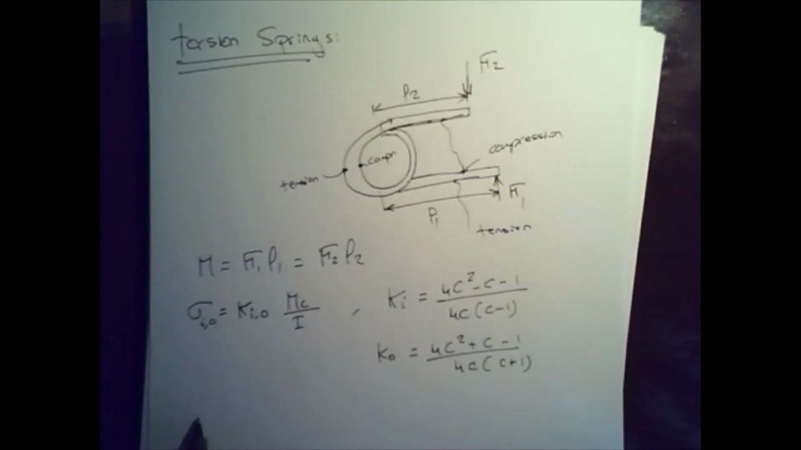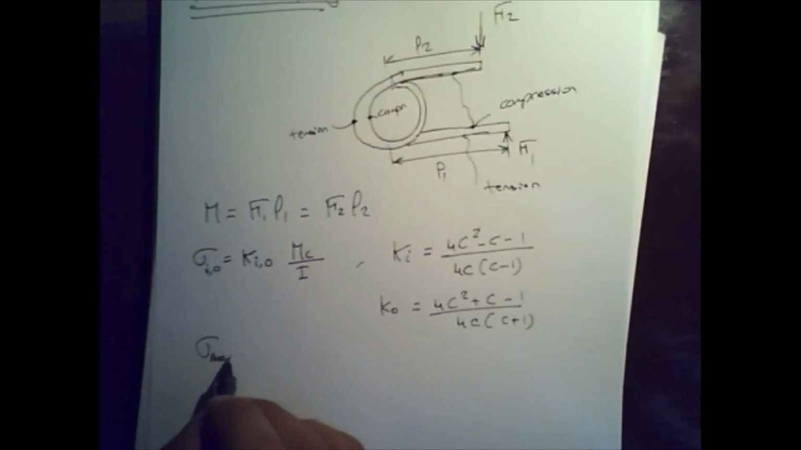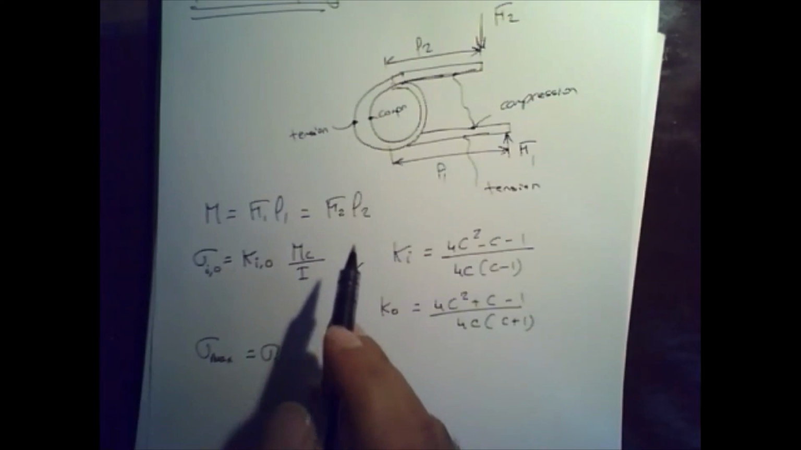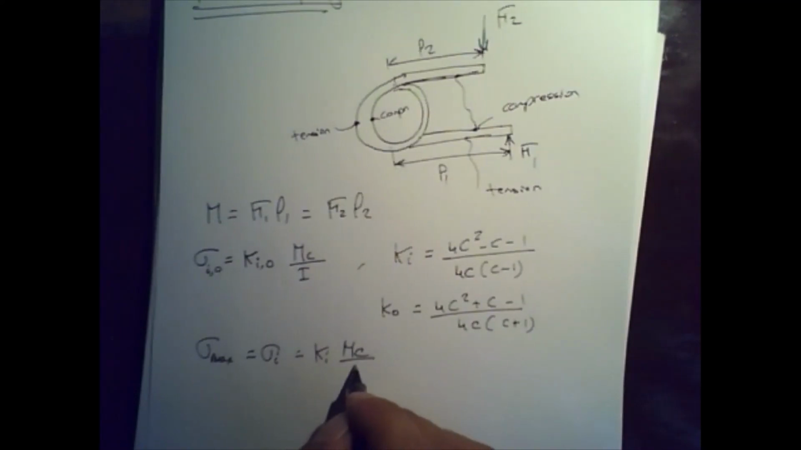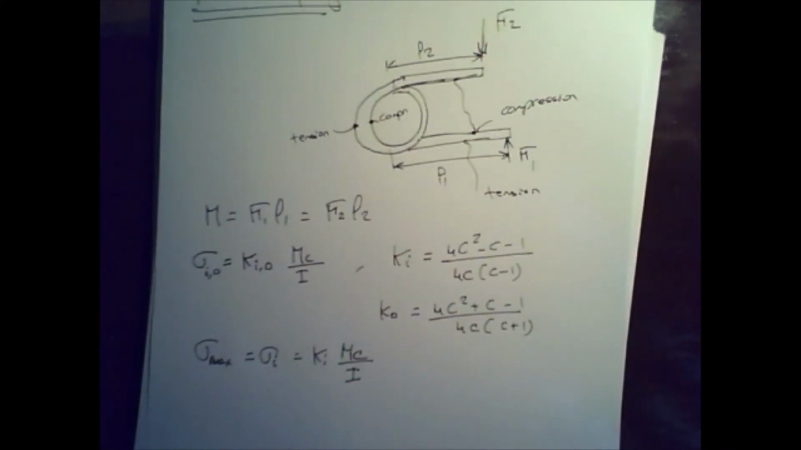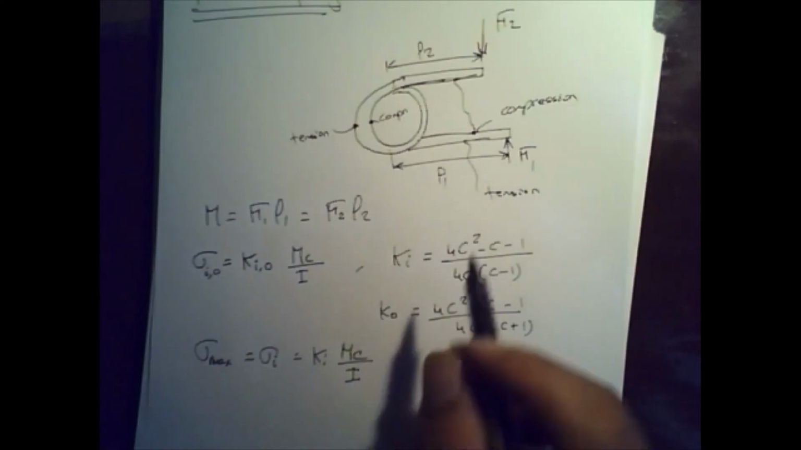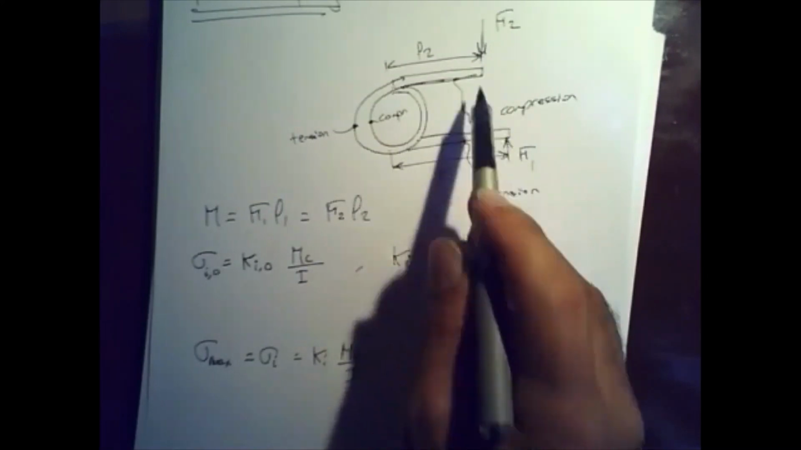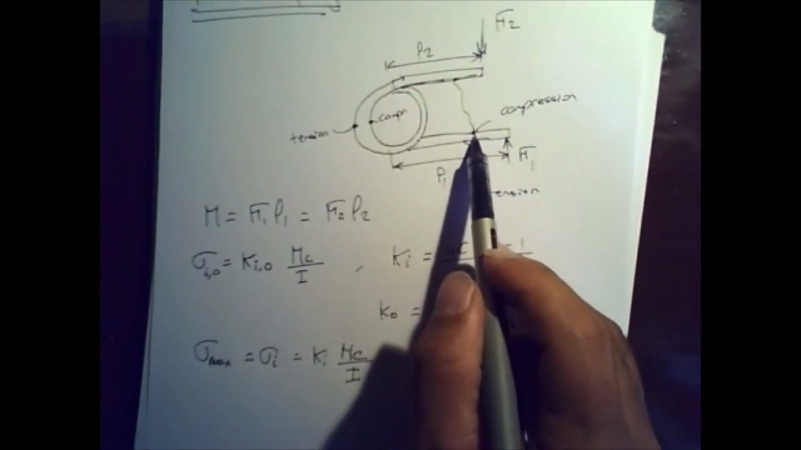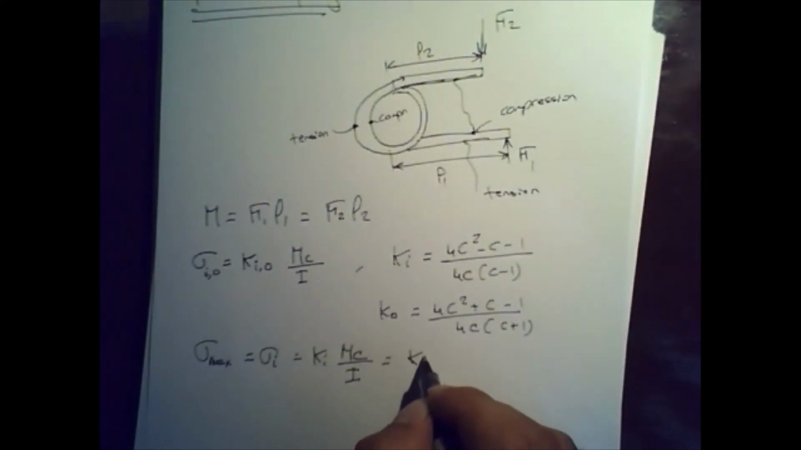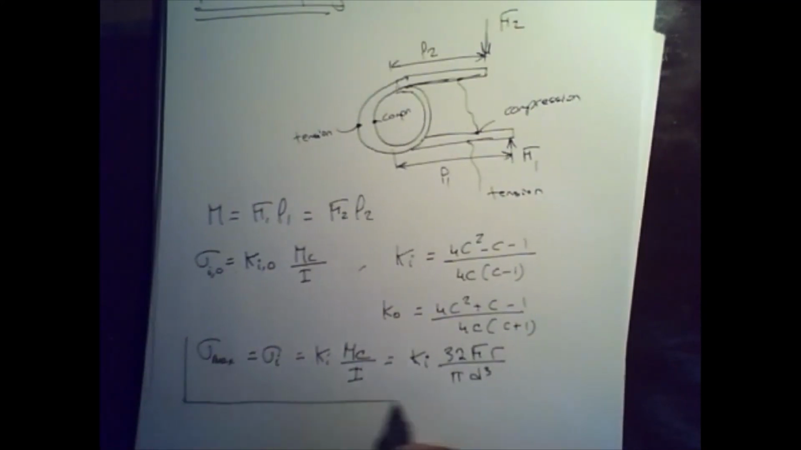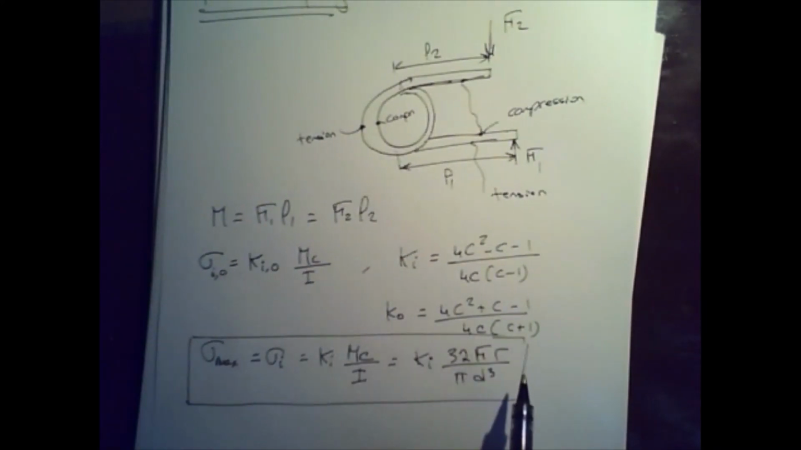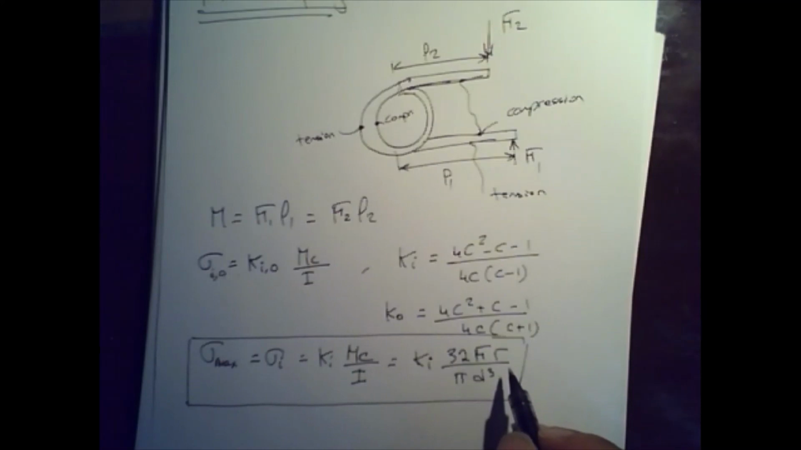All right, so your maximum stress sigma on a torsion spring is equal to the stress that occurs on the inner fiber, so you use Ki multiplied by Mc over I. If that moment is F times r, then it would be equal to Ki times 32 F r over pi d cubed, because we know the area moment of inertia of a circle is equal to pi d to the fourth over 64.